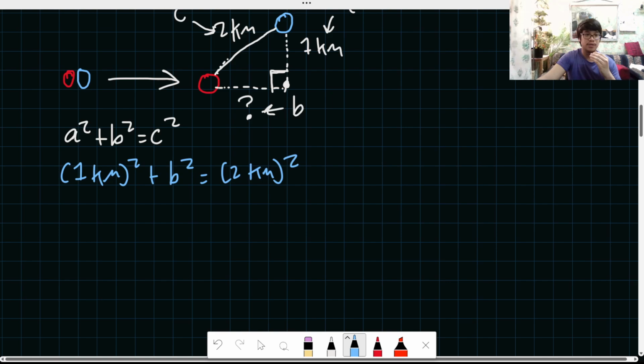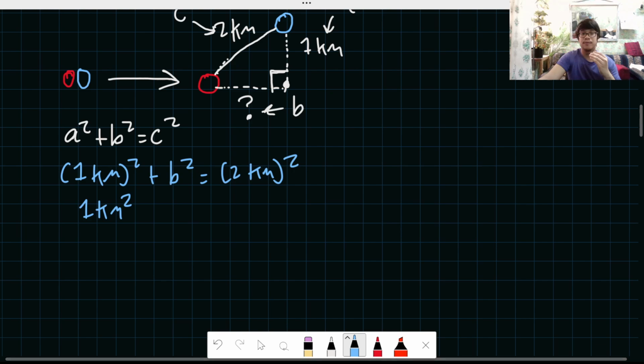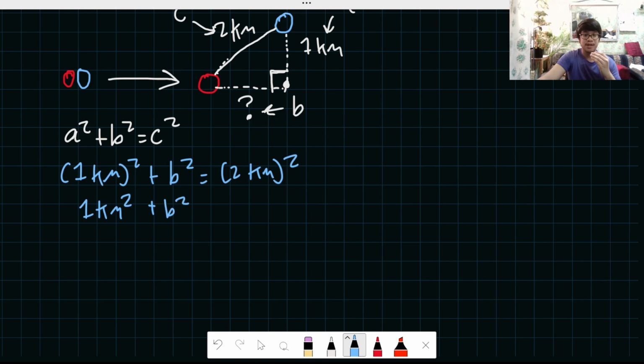So 1 kilometer squared is just basically 1 kilometer squared. All right, nothing changes. The only change here is the units. If you're going to put an exponent, make sure that the units are included. Okay, so here we have the square of 2 kilometers. So this is 4 kilometers squared. Now, let's find our B. So first, we will transpose 1 kilometer squared to the right side.